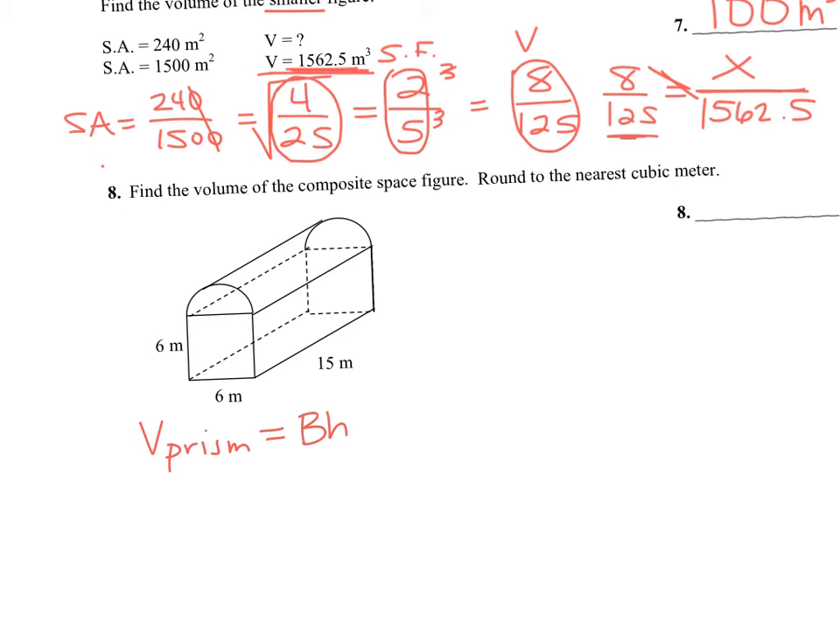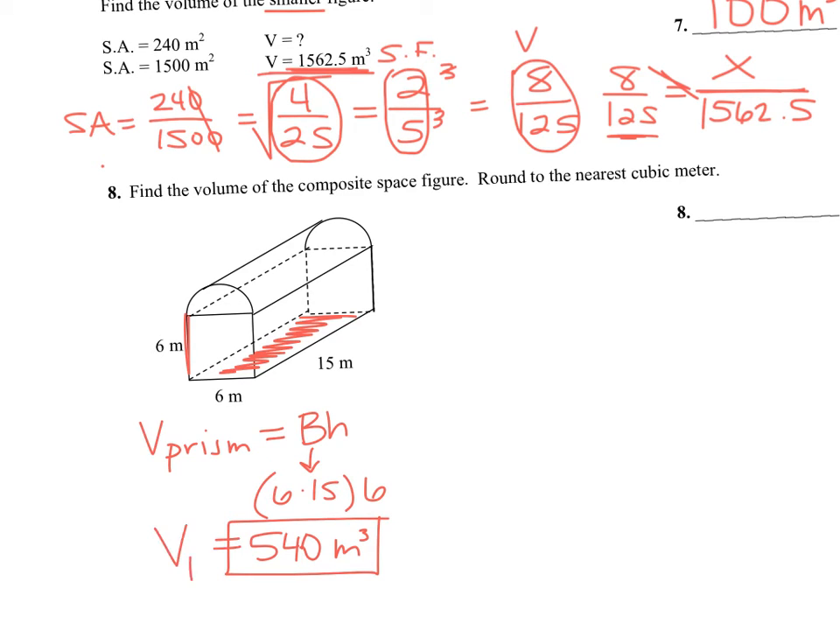And this one, you can use anything as your base. You could use the square as your base, or you can use the rectangle on bottom as your base. What's your preference? What do you see as the base right now? Square or the rectangle? The rectangle? Okay, so if this is my base, then the area of the base is 6 times 15. Okay, what's the height then? 6, this other 6. So 6 times 15 times 6 is 540. Okay, so that's the volume of the prism.